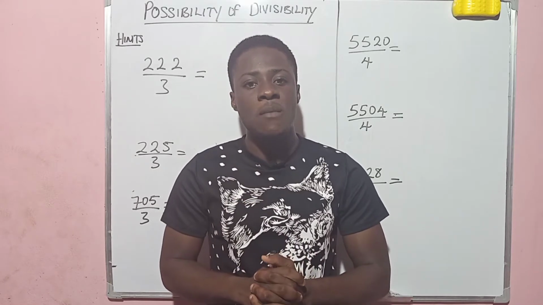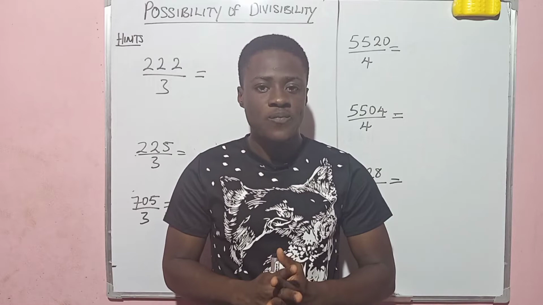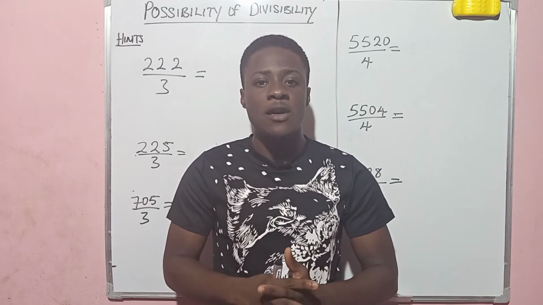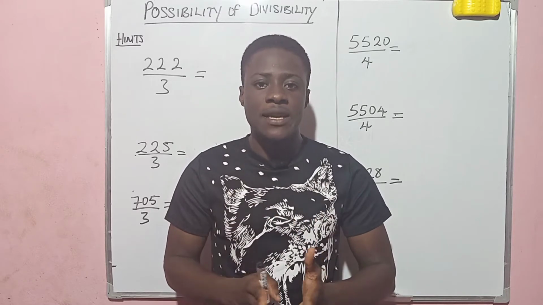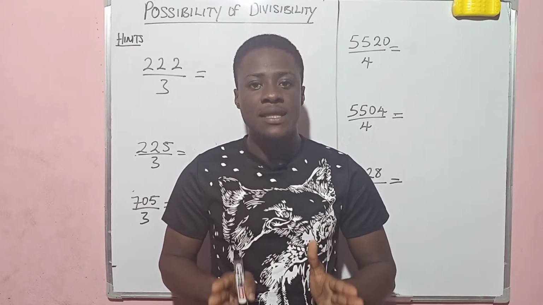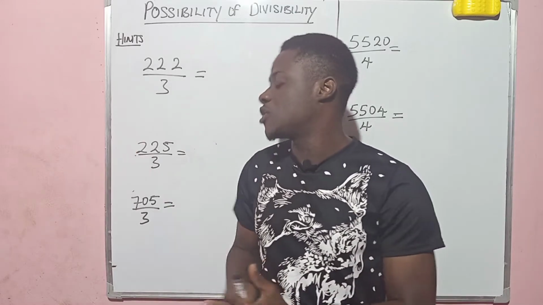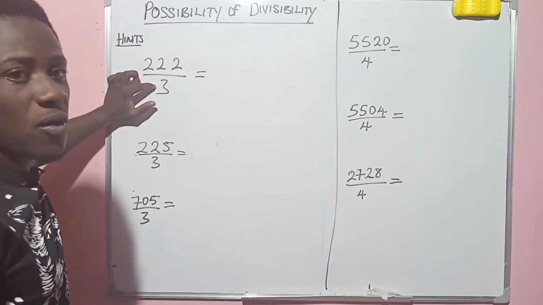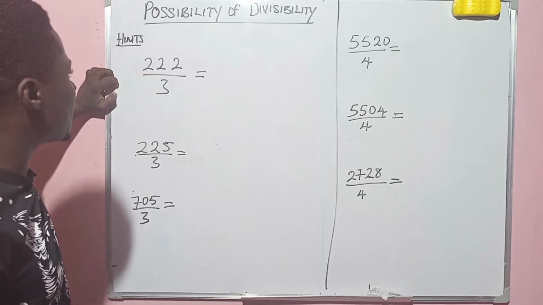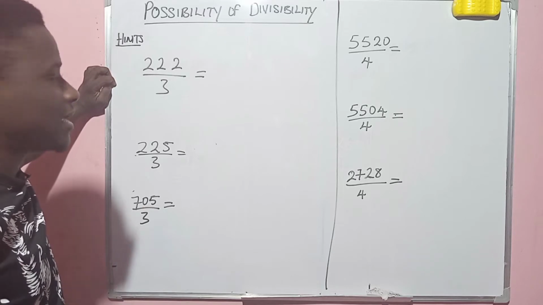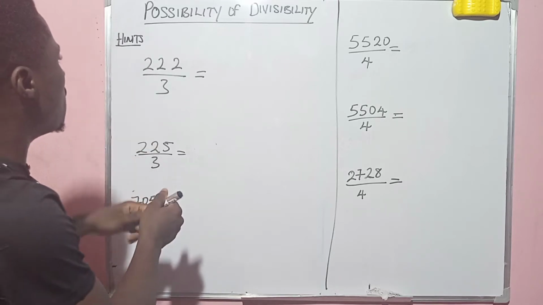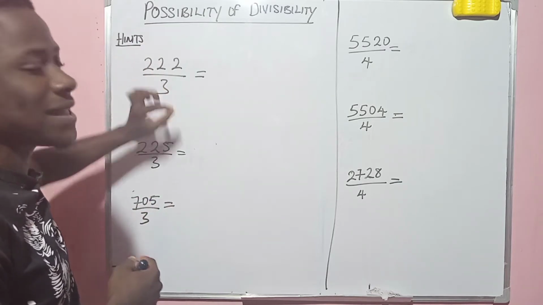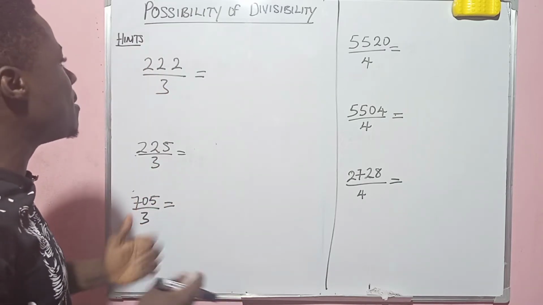Okay, let's now advance a bit. When now do we say that a number is divisible by 3? For a number to be divisible by 3, if the sum of the digits of that number is divisible by 3, automatically that number can be divided by 3. What do I mean by that? Let's observe this on the board. I have here on the board 222 divided by 3. When looking at this number, it looks as if it cannot be divided by 3, as you can see. But if the sum of the digits of this number can be divided by 3, automatically 3 can divide this number. What do I mean by the sum of the digits?